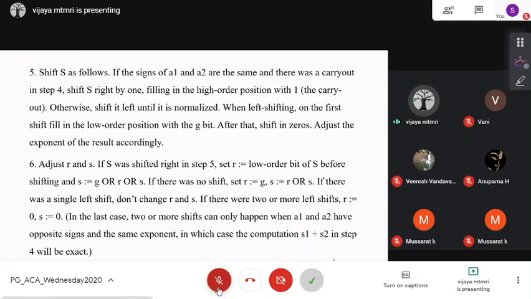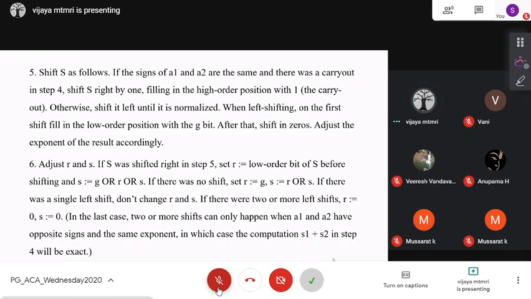Adjust R and S. If S is shifted right, as given in the step above, R is equal to the low bit of S before shifting, and sticky is equal to G or R or sticky. If there is no shift, set R equal to G and sticky equal to R or sticky. If there was a single left shift, it does not change R and sticky. If there were more left shifts, R is equal to 0 and sticky is equal to 0.